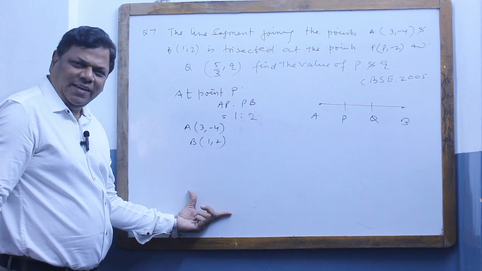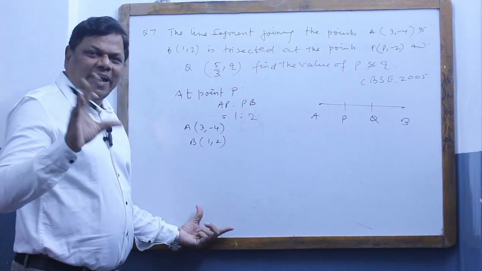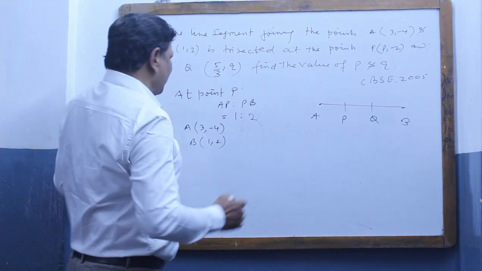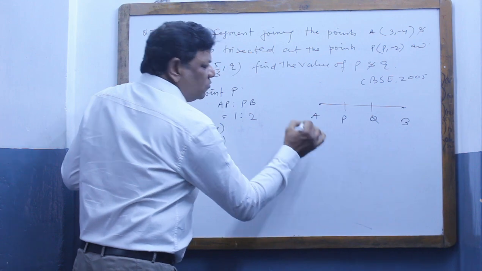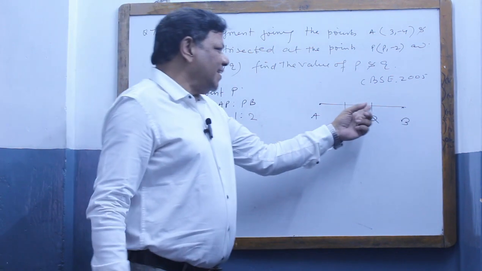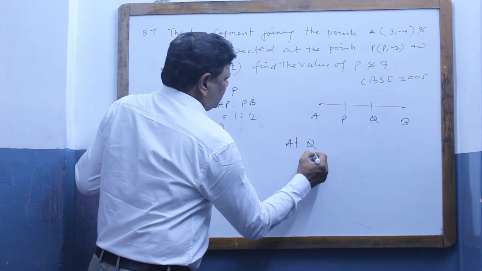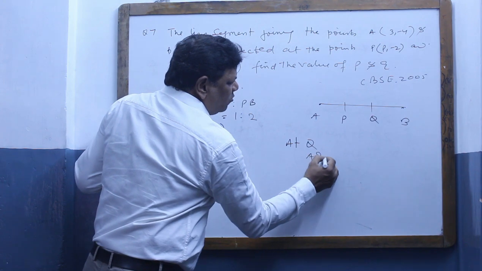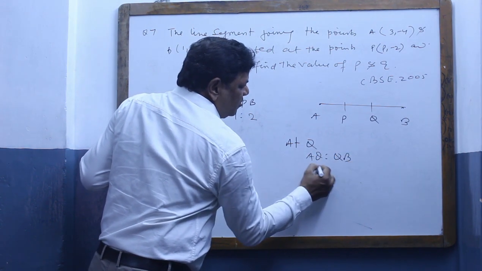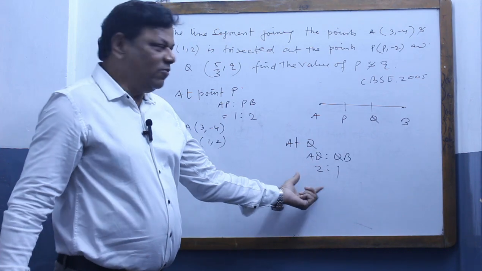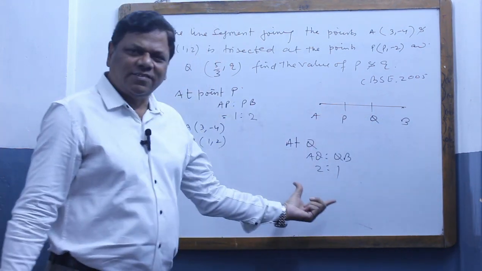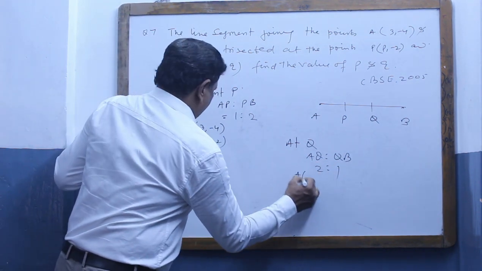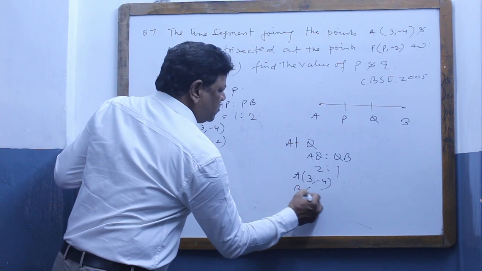You have to apply the section formula. Whatever values you put in, you will get it. The first one compared with P, you will get the value of P. And the second part, at Q. When I say Q, what is the ratio? AQ is to QB, that means 2 is to 1. The ratio changed. When I find the point Q, the ratio changes. Here it is 1 is to 2, here it is 2 is to 1. And A and B are the same: A is 3 comma minus 4 and B is 1 comma 2.